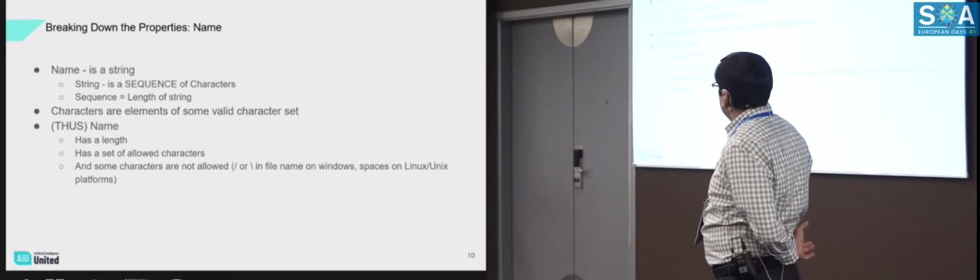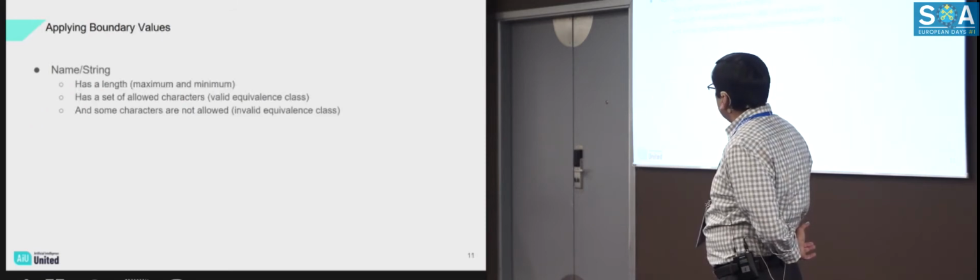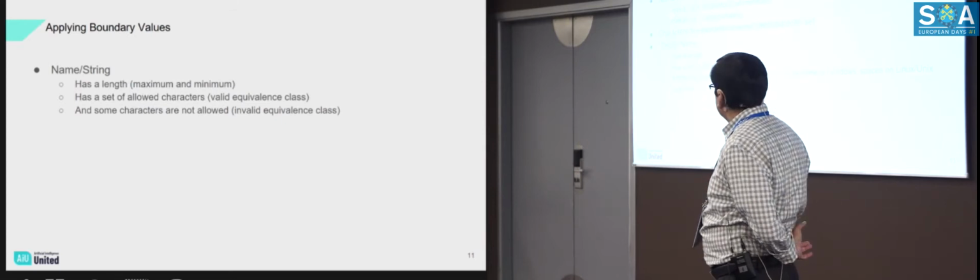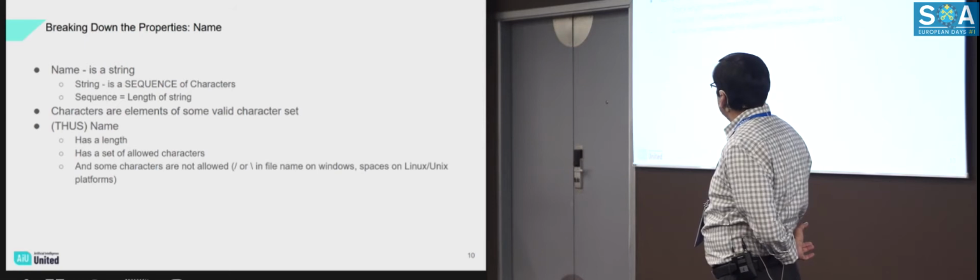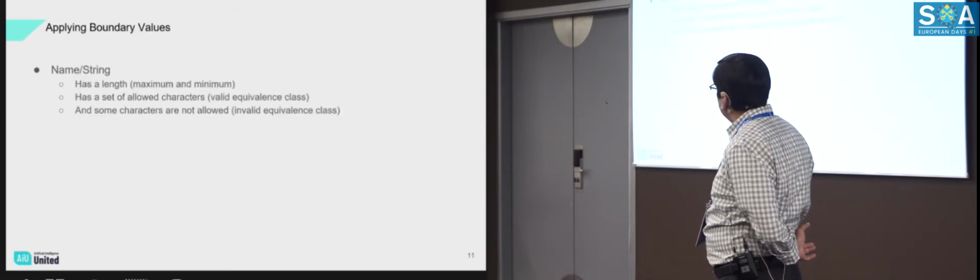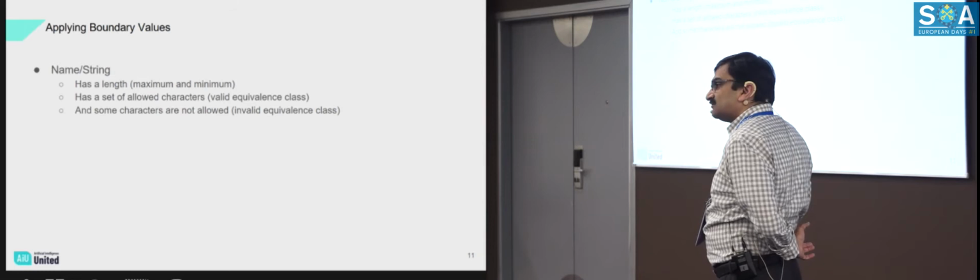Okay. How about applying boundary values now? So you said there's a length, so if there's a length, I can apply boundary values, maximum, minimum, allowed and not allowed characters, so equivalence classes. So I can apply now these boundary values in equivalence partitioning to come up with some more tests and so on.